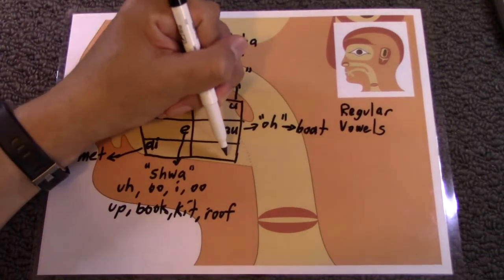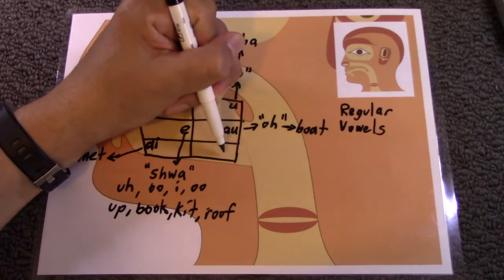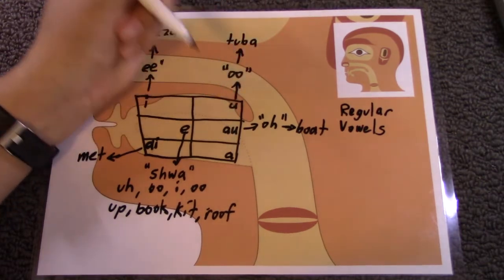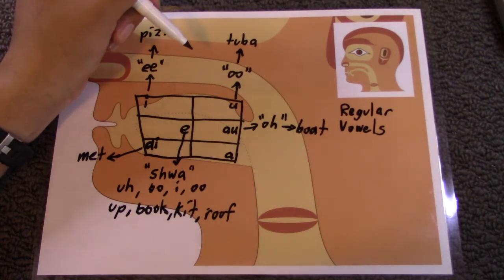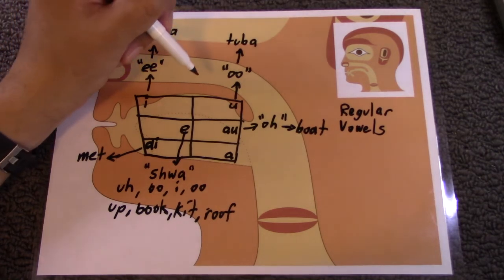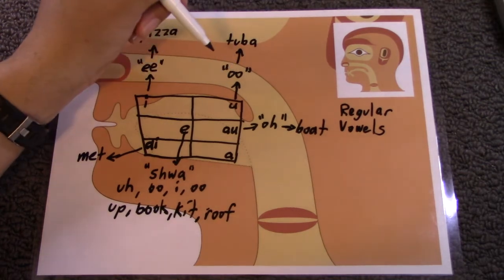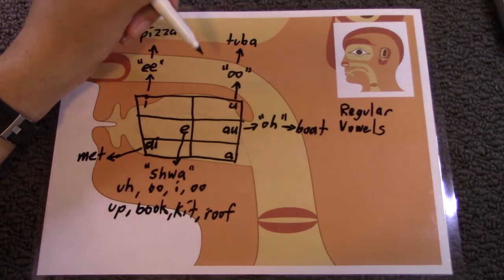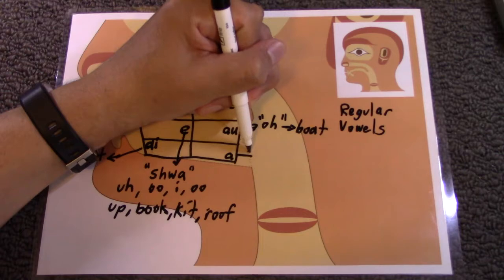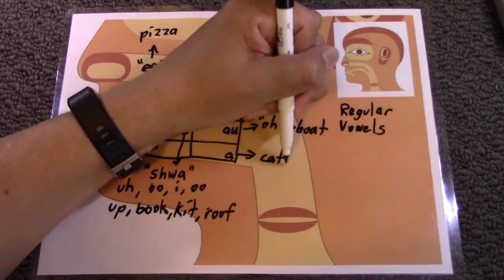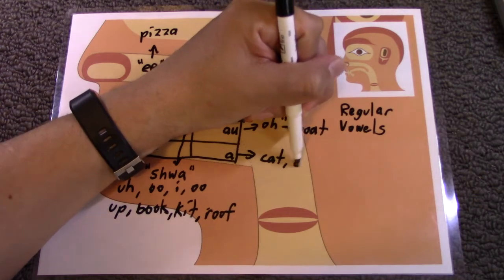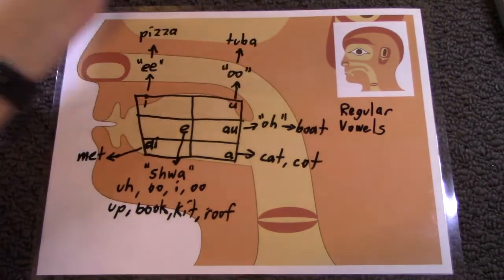Down here in this bottom section here, we have an A. A is a letter that has a couple of different sounds. You might hear kind of an ah sound or an aw sound. So it could sound like the A in cat. It could also sound like the O in caught.